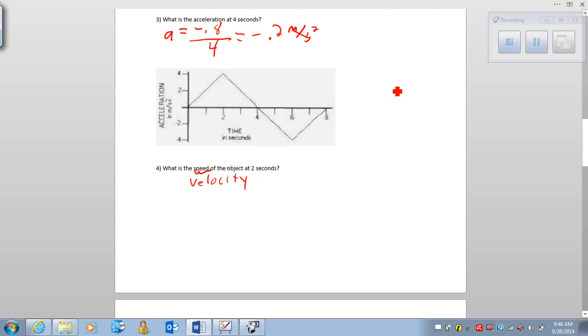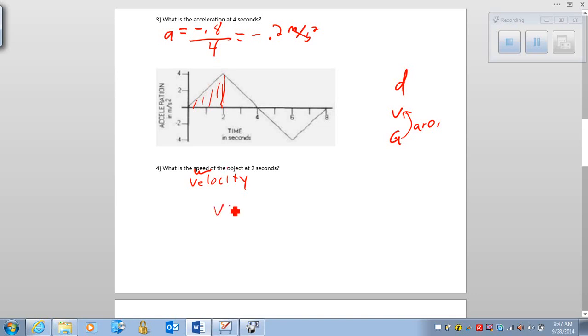Again, we are on an acceleration graph. They want velocity, so that means we have to take the area at 2 seconds. So I will draw a line here. That means I want this area in here. That's a triangle.